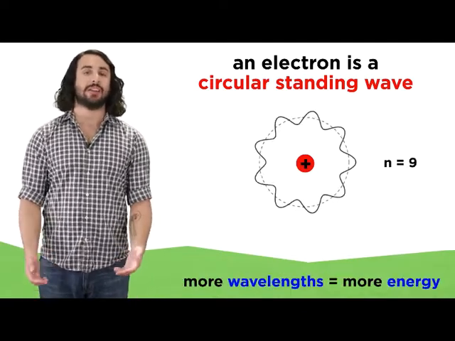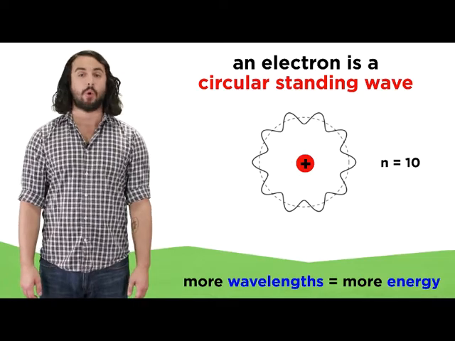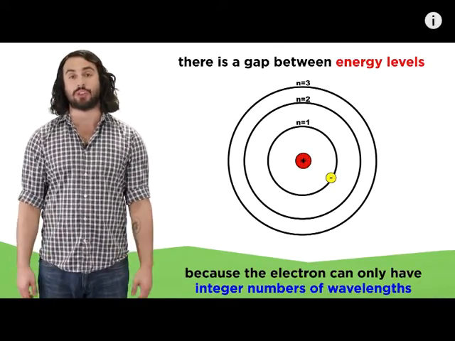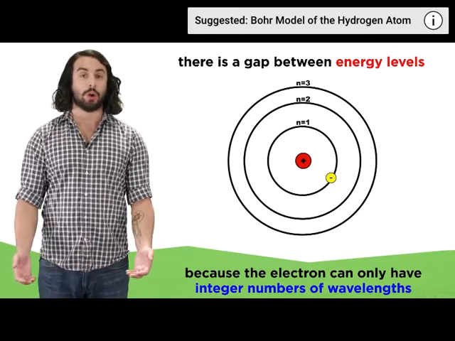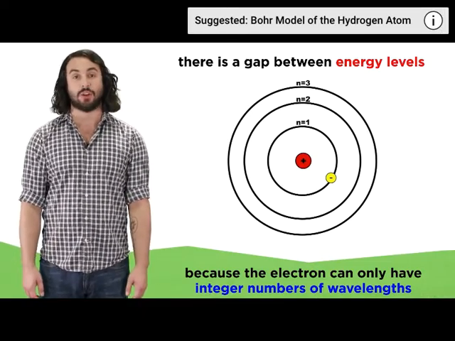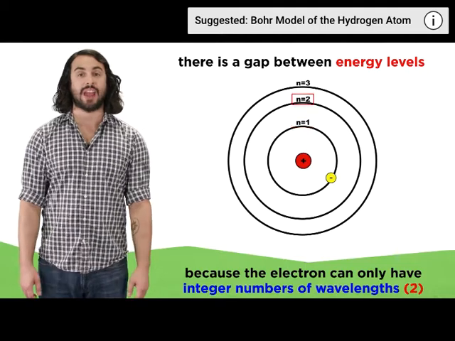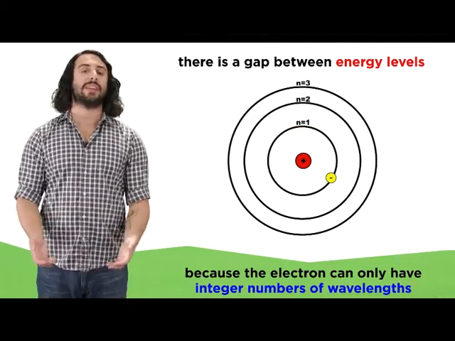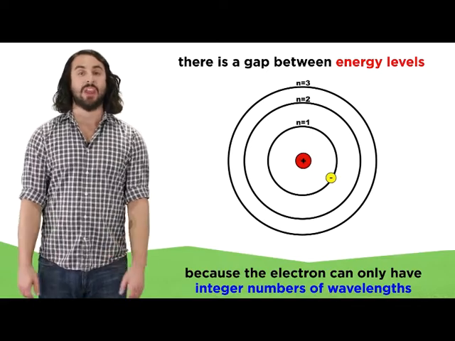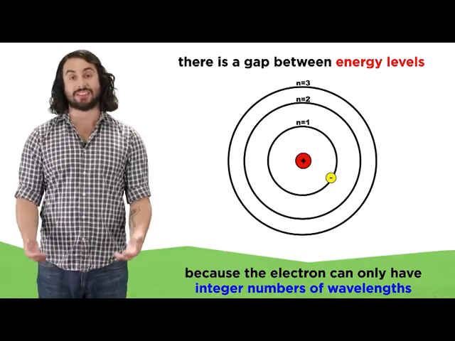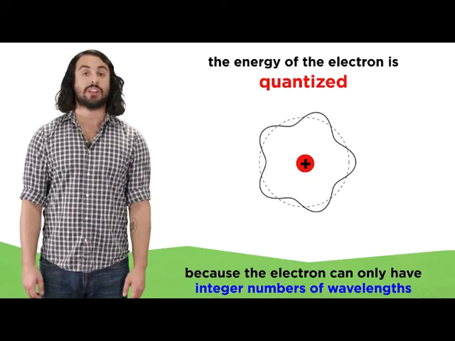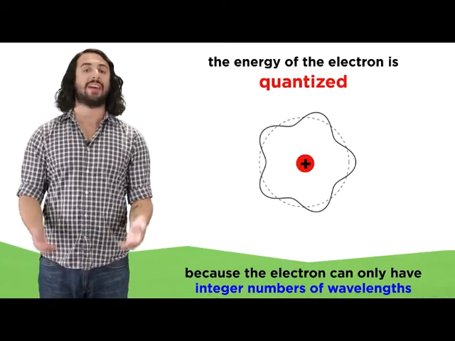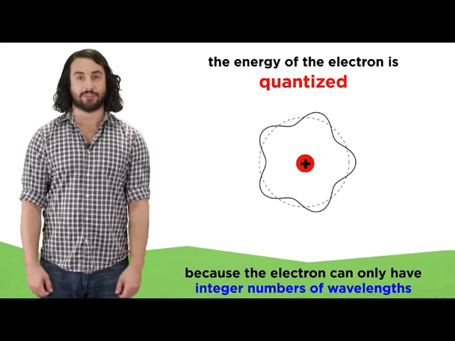Given that an increasing number of wavelengths means more energy carried by the wave, we can see the Bohr model for the hydrogen atom begin to emerge as we imagine a standing wave with one wavelength, and then two, and then three, and so forth. This is the reason that an electron in an atom can only inhabit a discrete set of energy levels. The circular standing wave that represents the electron can only have an integer number of wavelengths.